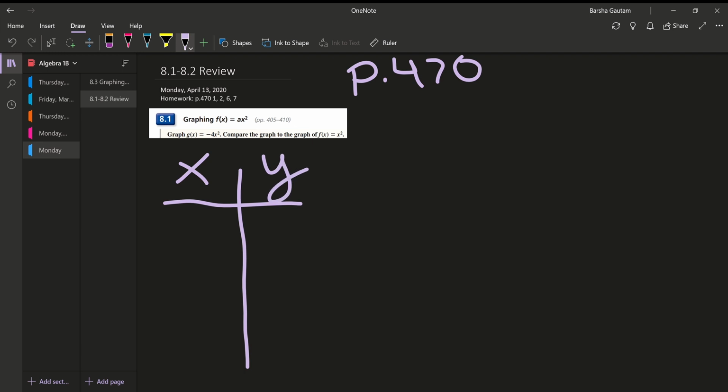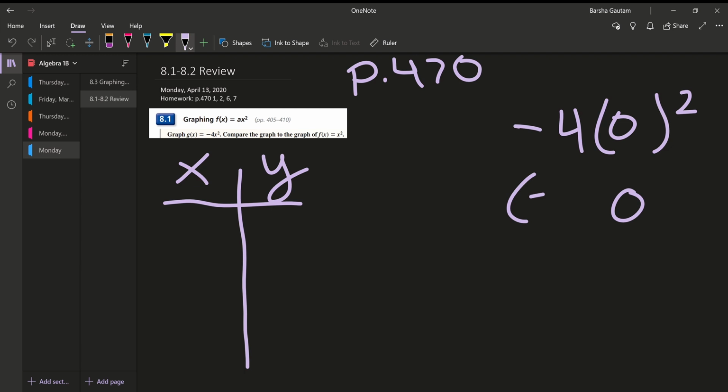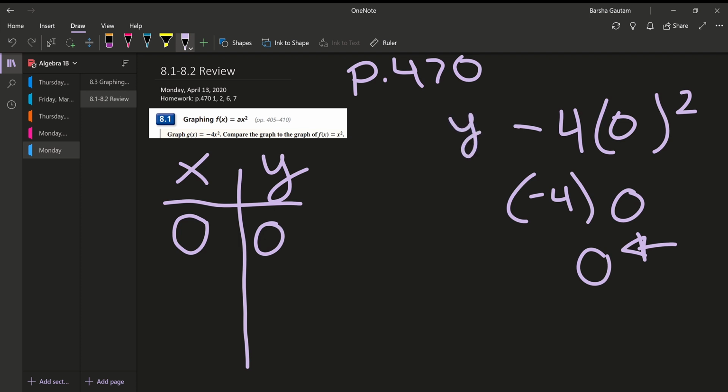So x on the left side, y on the right side. If we plug in 0 for x, what would happen? We would have negative 4 times 0 to the power of 2. 0 to the power of 2 is 0, times negative 4, which is equal to 0. So that means if we plugged in 0 for x, we would get 0 for y. Let me put this over here.